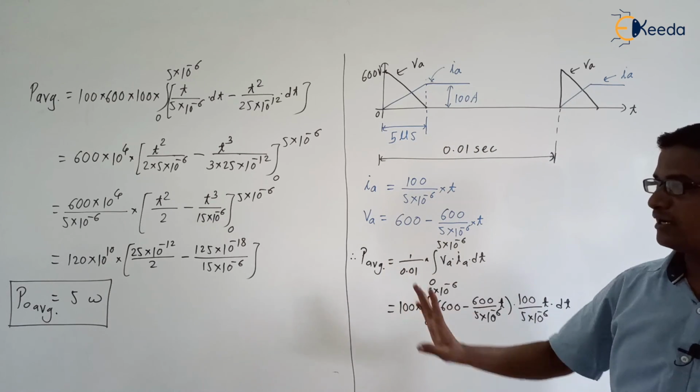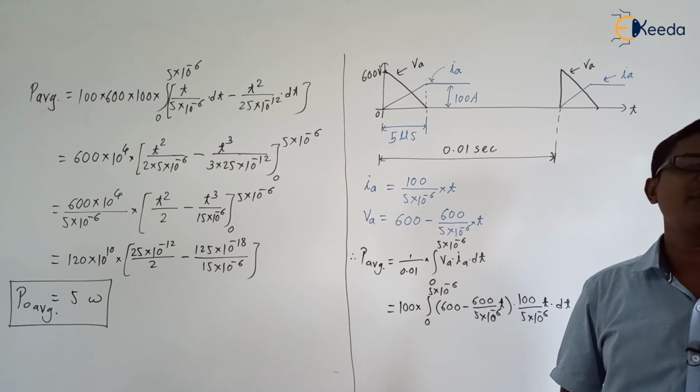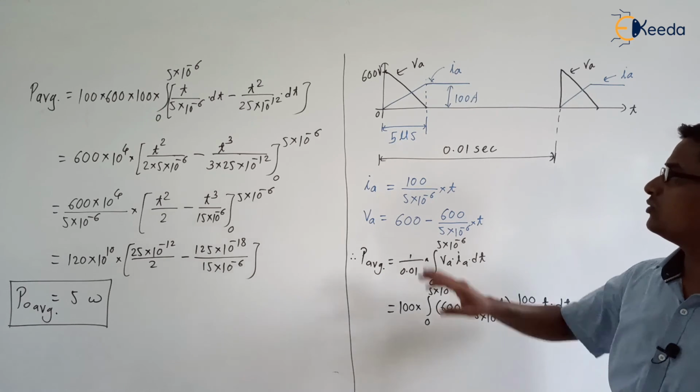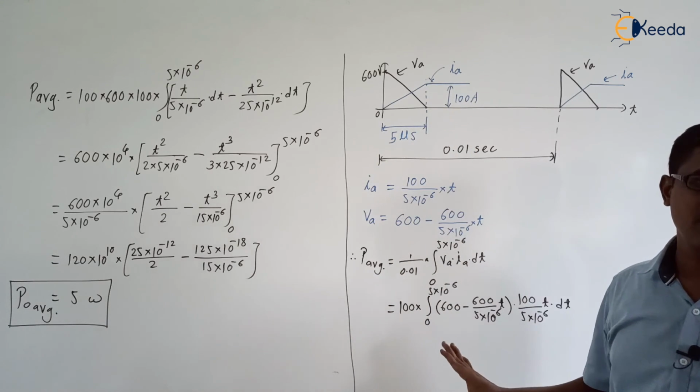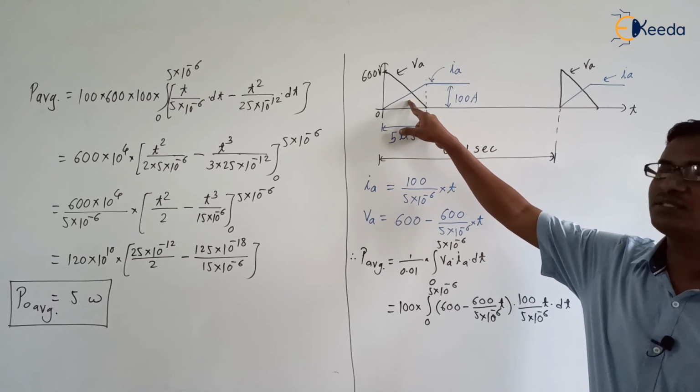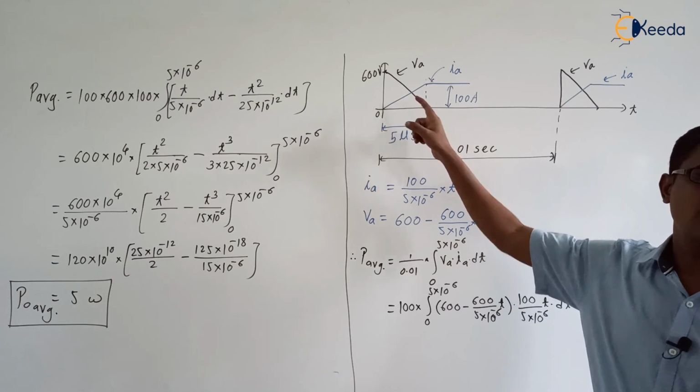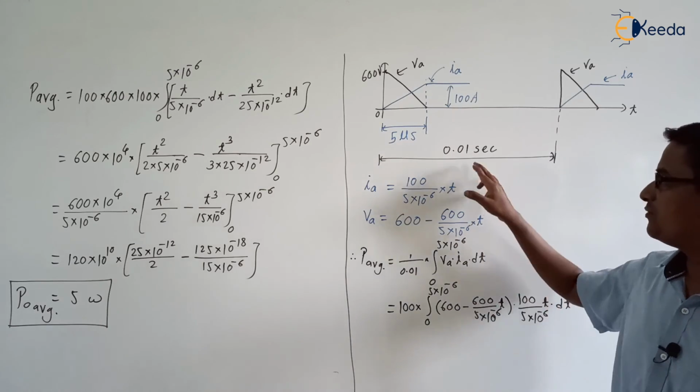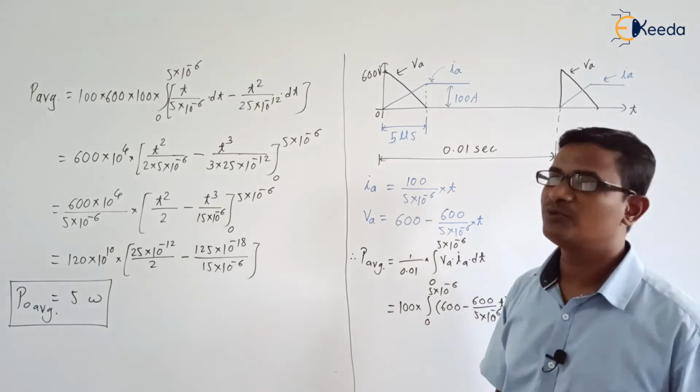So in this way we can find the P0 average. P0 average is the average power. They have asked for the average power, so be careful. This VA into IA is your instantaneous power, so we need to add it up and again divide it by this time. So this is about the numerical.